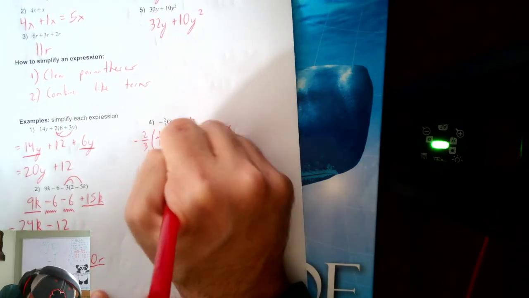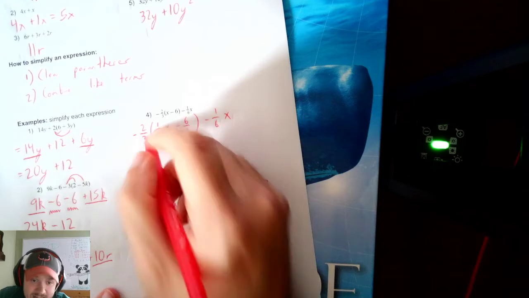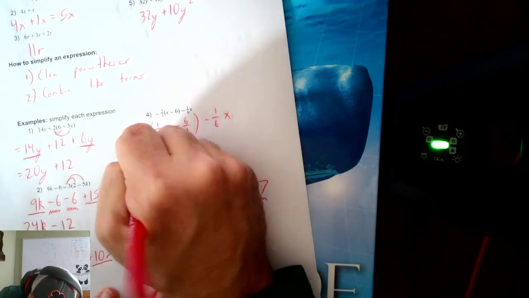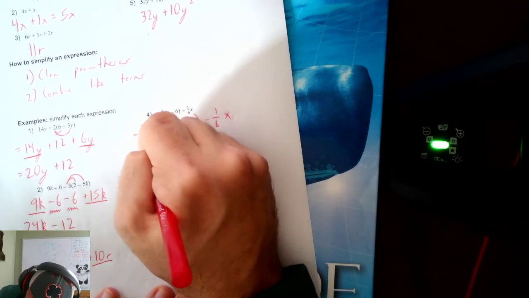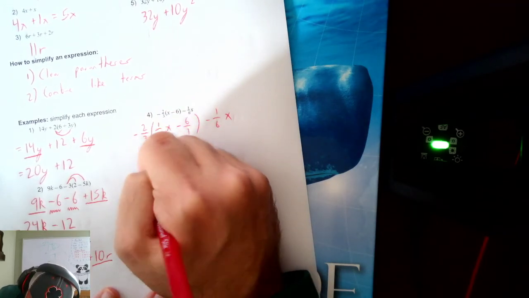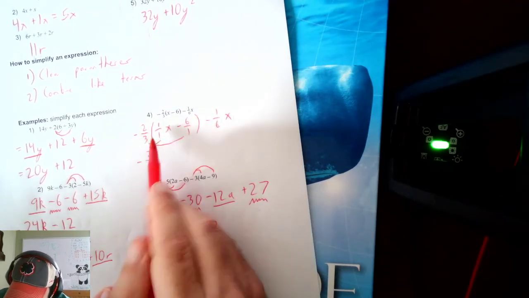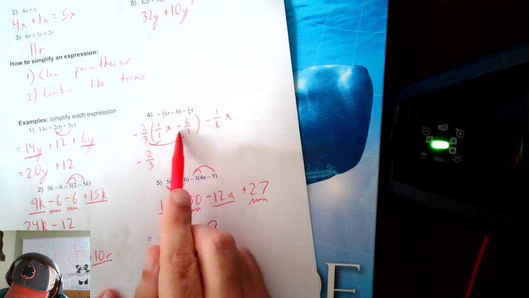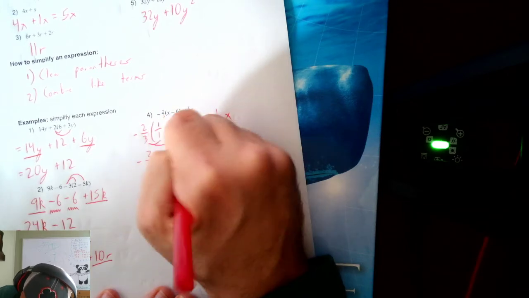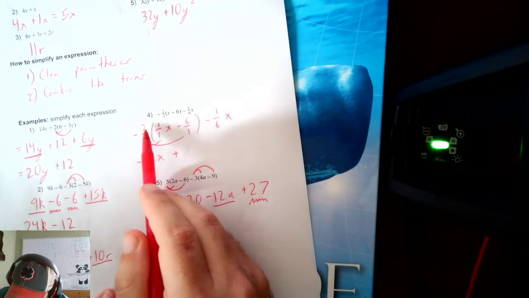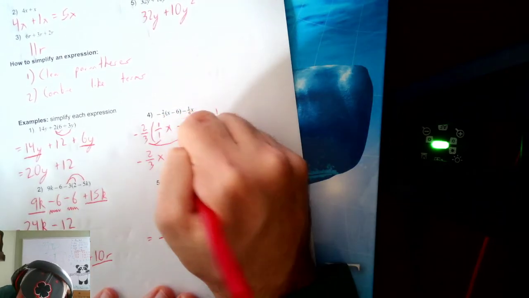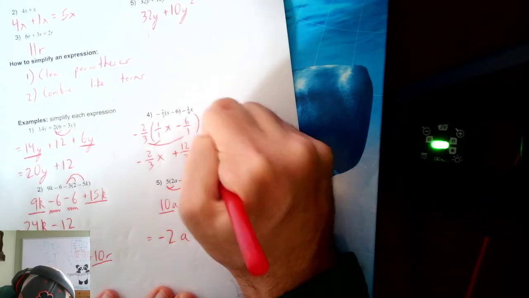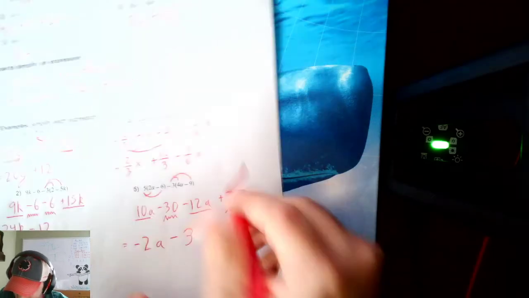Now I can distribute the negative 2/3 to both of these. Negative 2/3 times 1 over 1. Well, 2 times 1 is 2. 3 times 1 is 3. And it stays negative because negative and positive make a negative, right? Here we've got 2 negatives, so be careful. Negative and negative make positive. Positive. 2 and 6 make 12. 3 and 1 make 3. And then we've got minus 1/6 x on the end.